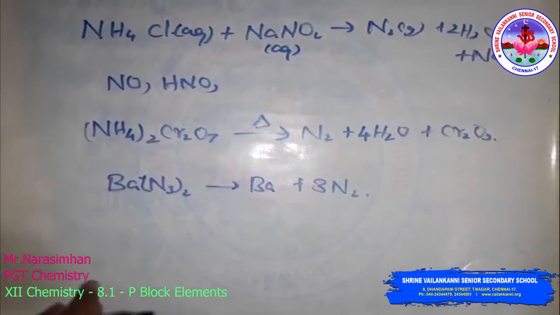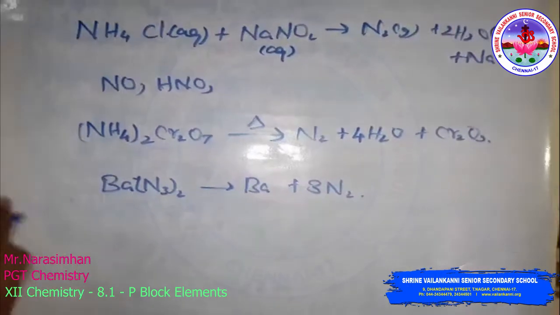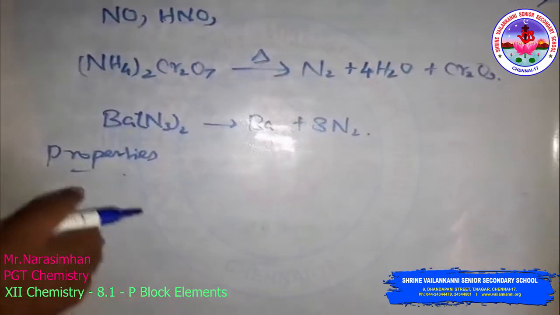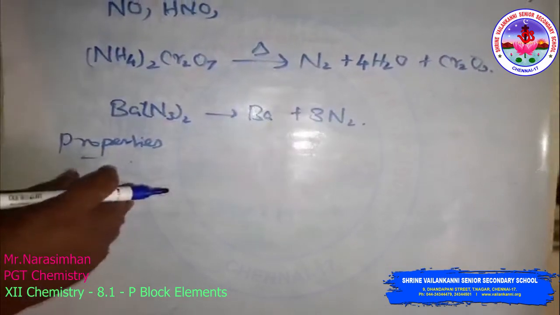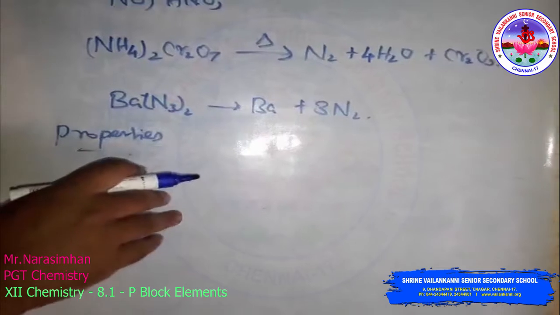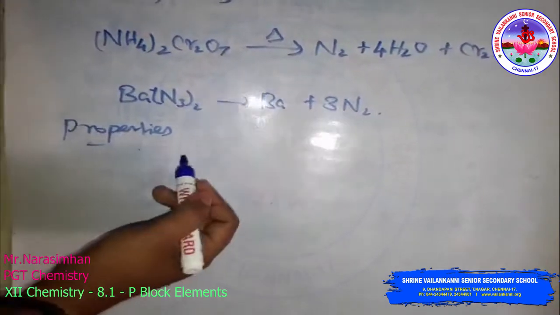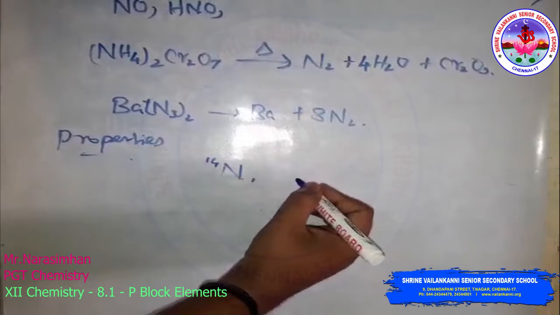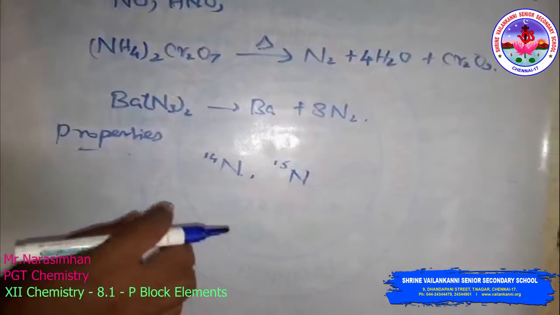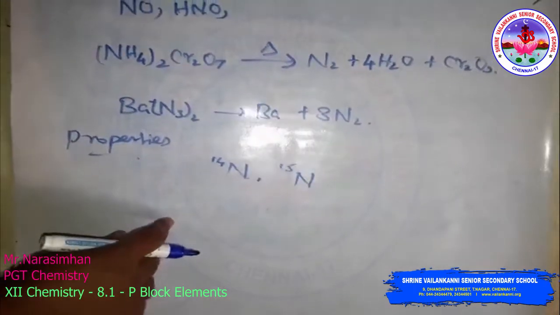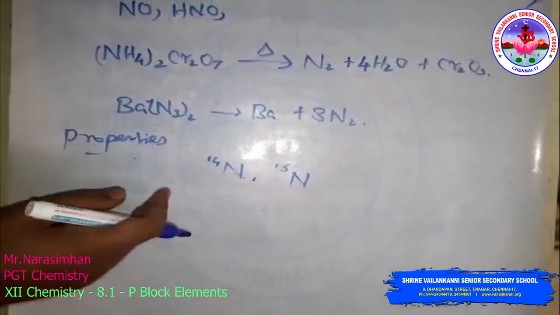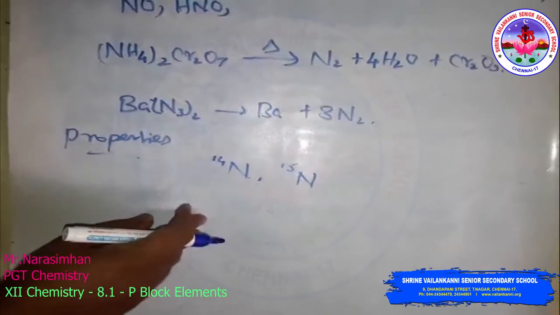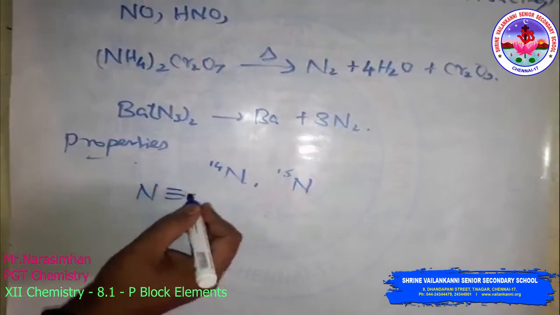Now, the properties of dinitrogen. Dinitrogen is a colorless, odorless, tasteless and non-toxic gas. Nitrogen has two isotopes, N14 and N15. It has very low solubility in water, and low freezing and boiling points. Dinitrogen is rather inert at room temperature because of the high bond enthalpy of the N triple bond N.